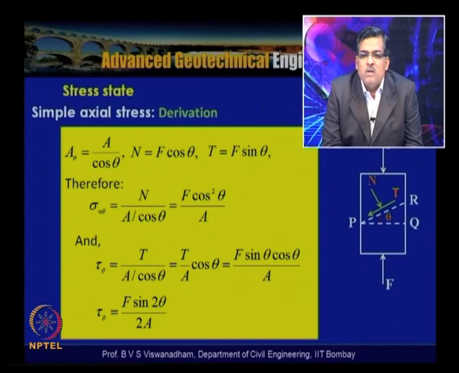If you substitute that, we get F cos square theta by A. Similarly, tau theta is equal to T by A by cos theta. So T is equal to nothing but F sin theta. So we can write F sin theta cos theta by A, and with that we can write F sin 2 theta by 2A, because sin 2 theta is equal to 2 sin theta cos theta. So we have written tau theta is equal to F sin 2 theta by 2A.